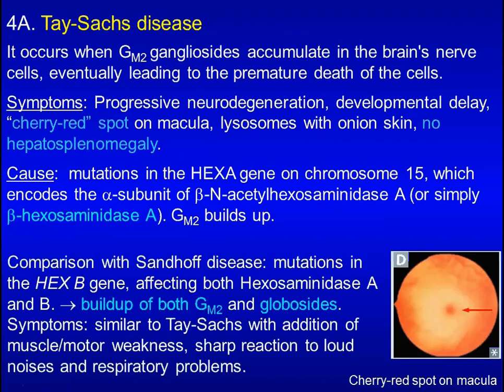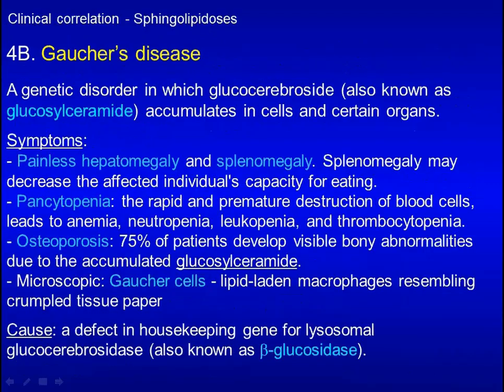The mutations cause deficiency of both hexosaminidase A and B, leading to buildup of both GM2 and globosides. Gaucher's disease is caused by deficiency of lysosomal beta-glucosidase. Glucosylceramide accumulates in macrophages and many other cells.